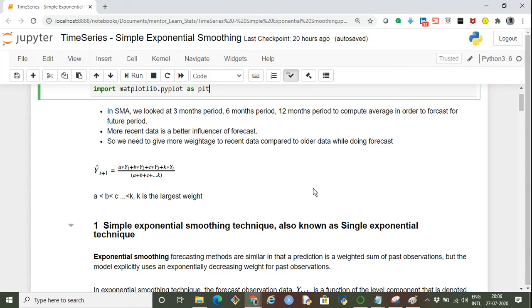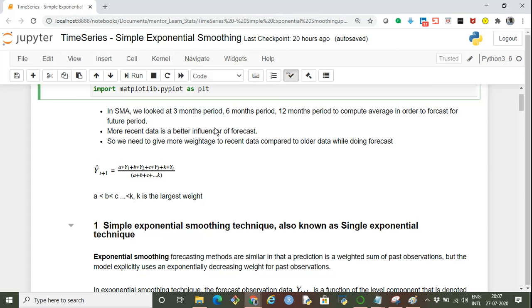Yeah, hi there. In this time series tutorial, we are going to cover simple exponential smoothing. Before we proceed towards simple exponential smoothing, you remember in simple moving average, what we did basically, we took the window. It could be 3 months or 6 months or 12 months, and based on that, we calculated the average, and that was used as a parameter to forecast for the future.